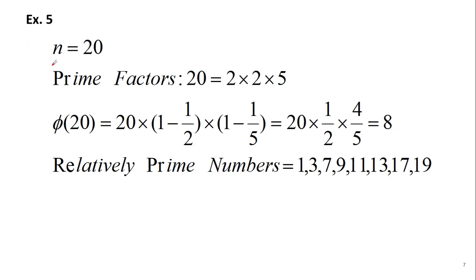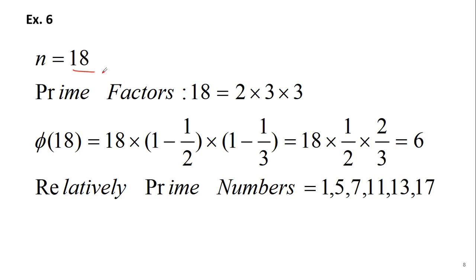Next we will take n equal to 20. The factors of 20 are 2, 2 and 5. So only 2 prime factors, 2 and 5, are there. We get 8, that is, phi of 20 is equal to 8. The GCD of these relatively prime numbers with respect to 20 is always 1.